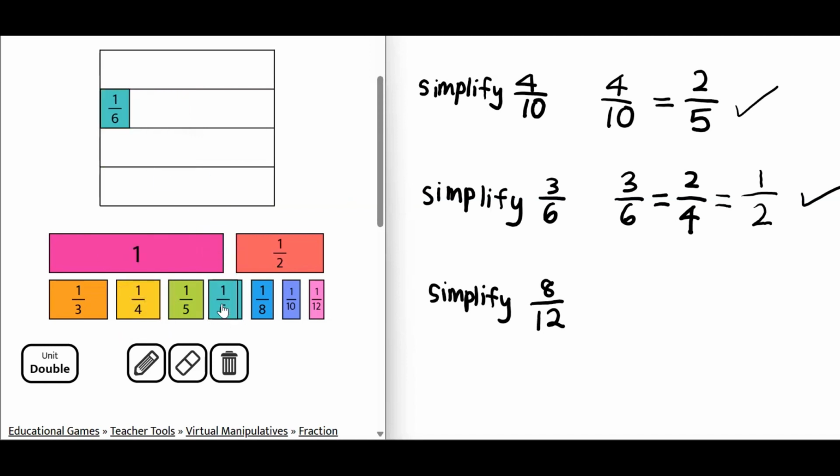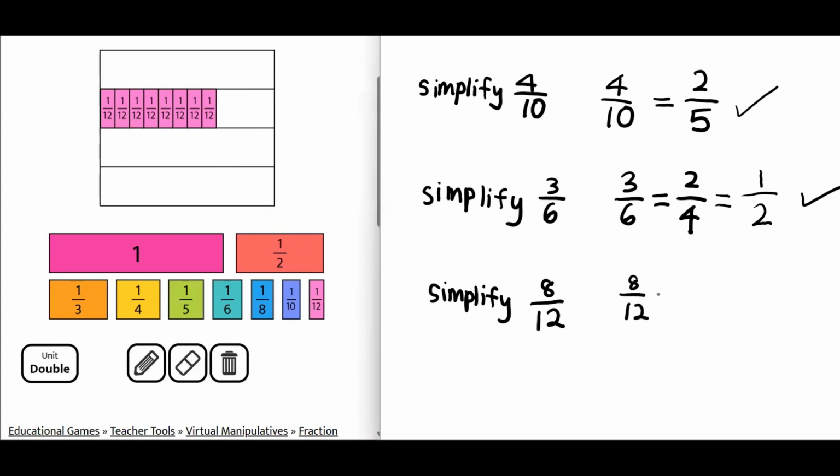Okay, now I have 8/12. So I need to take 8 pieces of 1/12. Six, 7, 8. Okay, now I have 8/12, and I want to find the simplest form. As mentioned just now, we need to look at fractions with denominator smaller than 12. Now I have 8 pieces, so I want less than 8 pieces.